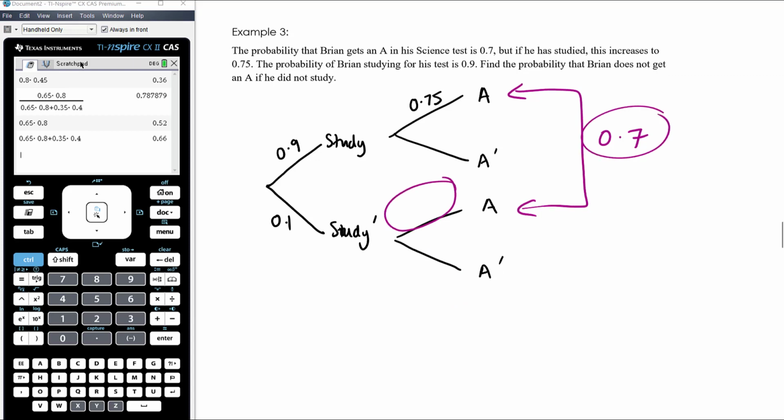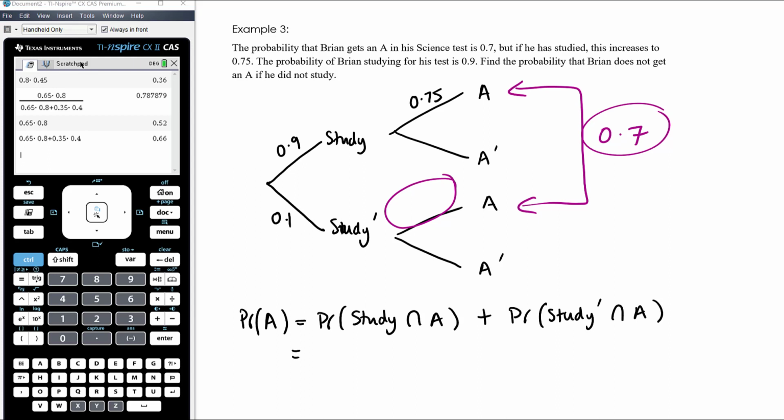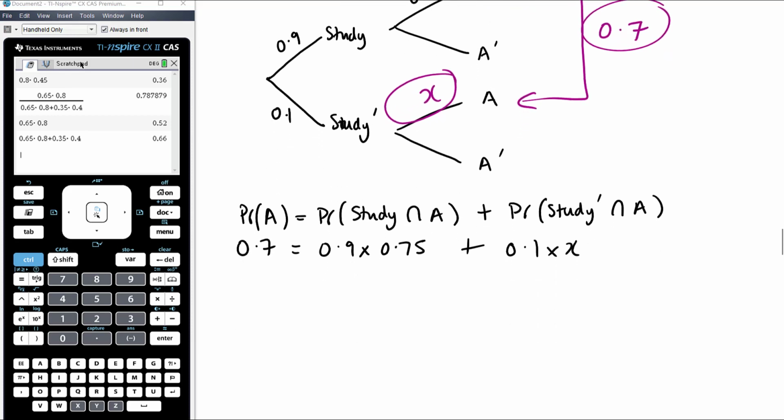Okay, so we know that the probability that he gets an A is equal to the probability that he studies and gets an A, or the probability that he doesn't study but he still gets an A. So we know the probability of A is 0.7, we know the probability he studies and gets an A is 0.9 times 0.75, we know the probability that he doesn't study and gets an A is 0.1 times this unknown probability. Okay, but it's the only unknown, so we can solve for x.